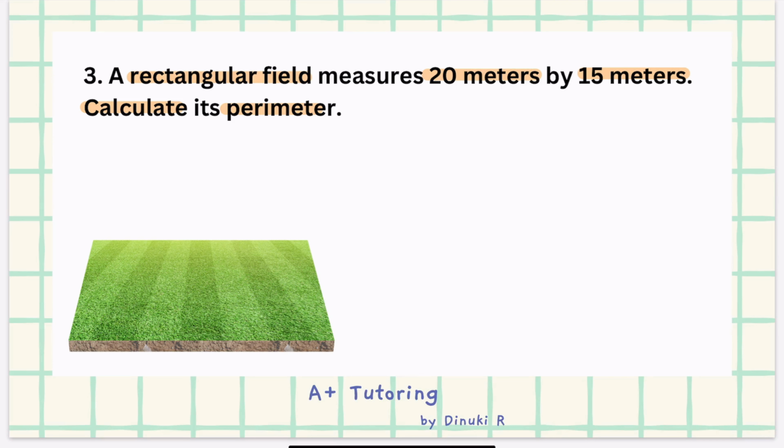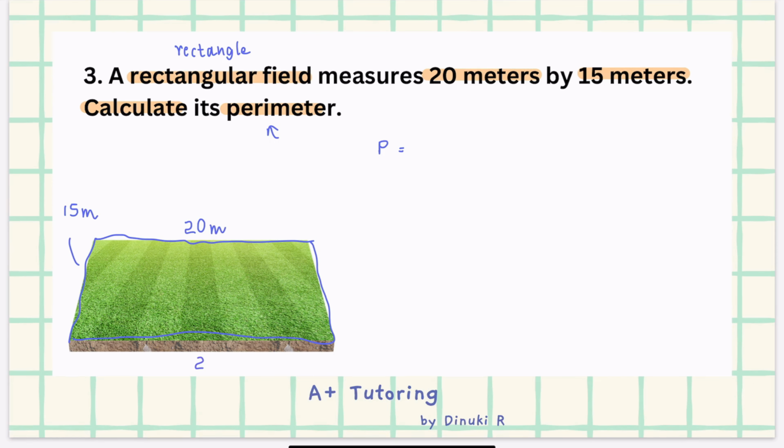A rectangular field essentially just means we're dealing with a rectangle, yeah? And we've been told the length and the width. So the length is 20 meters and the width is 15 meters. What are we being asked to figure out? The perimeter. Okay, perimeter is basically when you add all the sides together, right? It's not the area, the perimeter. So you're looking at the distance around the shape or the field in this example.